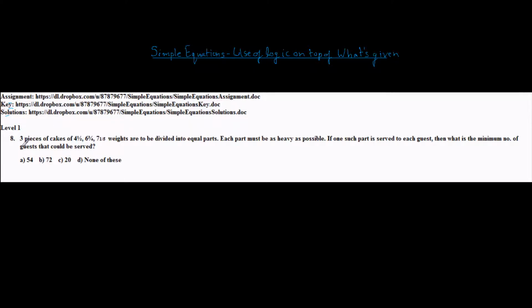So let's get started. So we have picked up 8th problem in level 1. The problem goes like this: three pieces of cakes of 4.5, 6 3/4 and 7 1/5 weights are to be divided among equal parts. So these three pieces have to be divided among equal parts. Each part must be as heavy as possible. Note that each part must be as heavy as possible. If one such part is served to each guest, then what is the minimum number of guests that could be served?